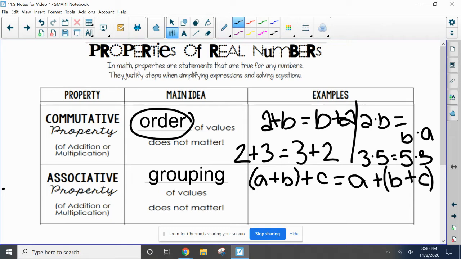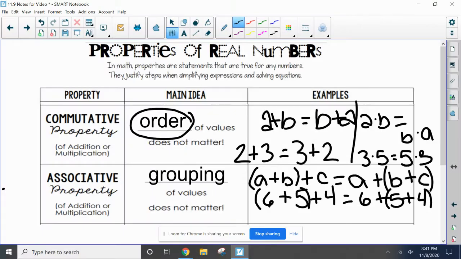So I didn't change the order. All I did was change the numbers that were grouped together. So A plus B plus C, with A and B grouped together, is going to be the same if I change the grouping to B plus C. So let's say 6 plus 5 plus 4. We'll make 6 and 5 our A and B. And then again, 6 plus 5 plus 4, this time we're going to group 5 and 4. Our order of operations tells us that we do our groupings first. So 6 plus 5 is 11, and 11 plus 4 is 15.